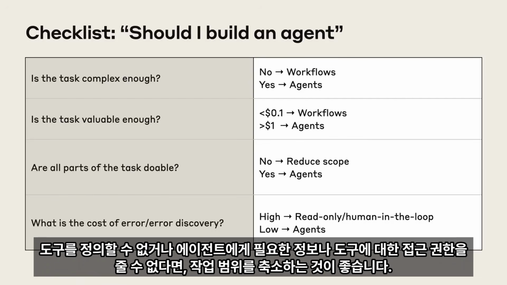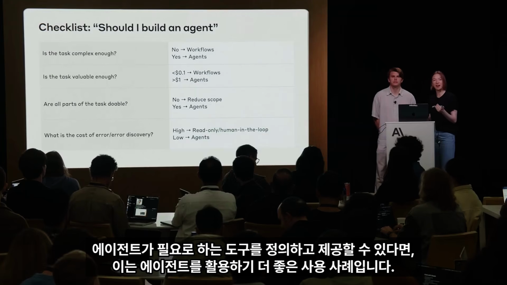If you can't define the tools, or if you can't give the agent access to the information or the tool that it would need, you may want to scope the task down. If you can define and give to the agent the tools that it would want, that's a better use case for an agent.